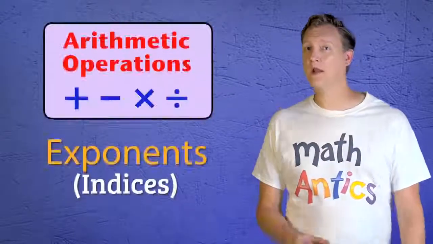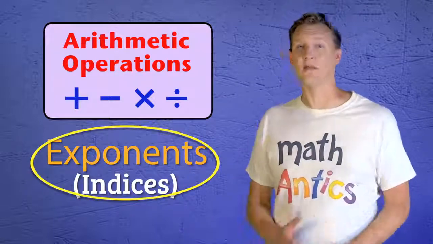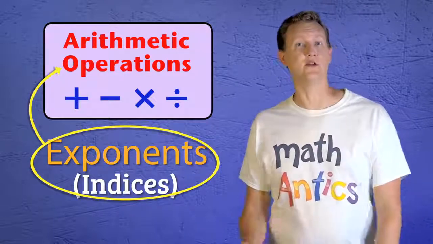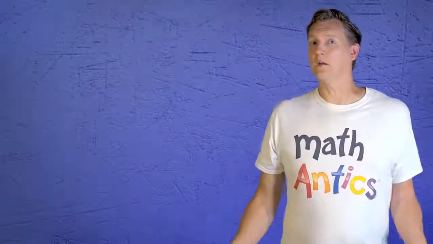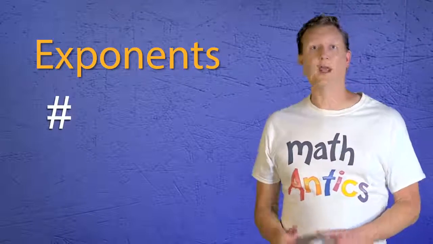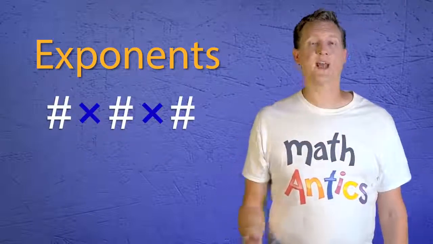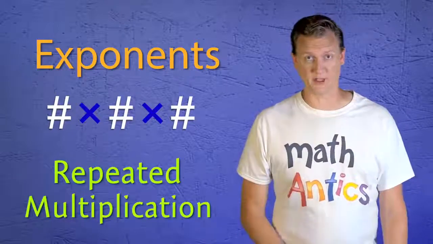Well, just like the four main arithmetic operations that we use in math, exponents are a type of math operation. They tell us what to do with numbers. Okay, but what do they tell us to do? Exponents tell us to take a number and multiply it by itself a certain number of times. In other words, exponents are basically repeated multiplication.